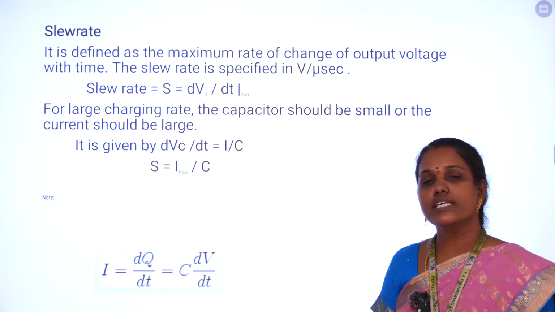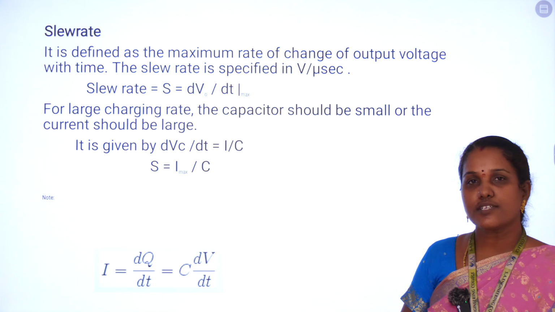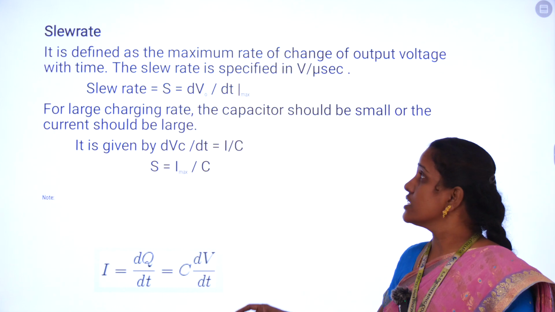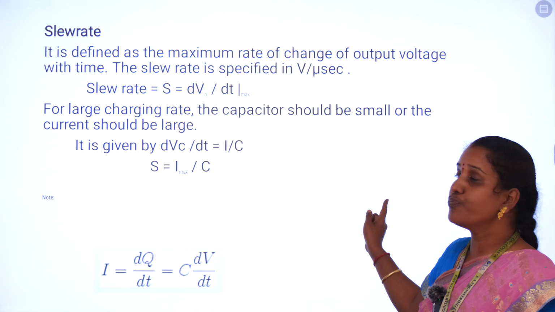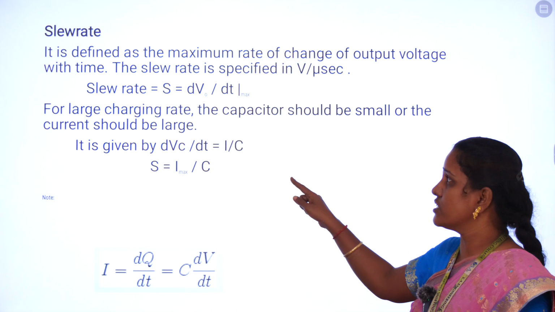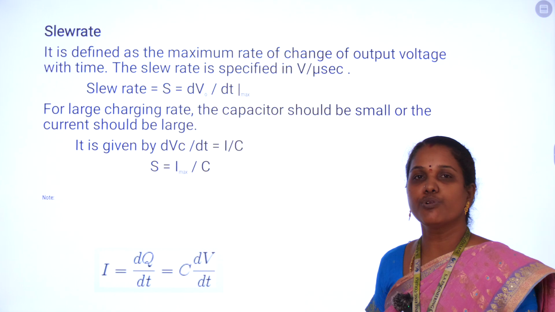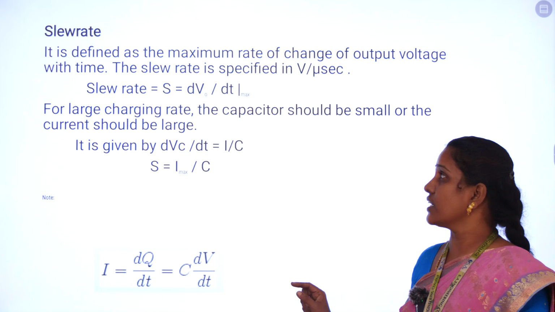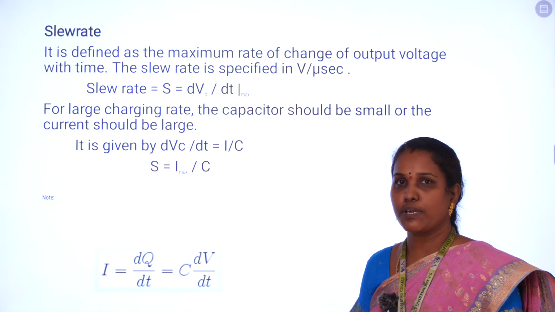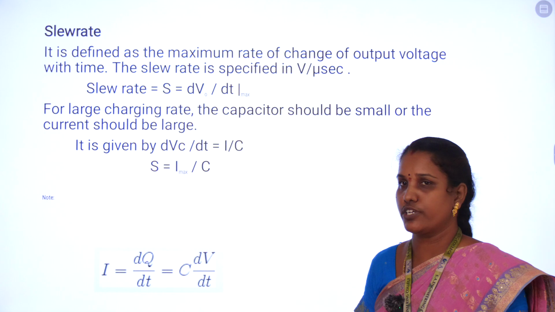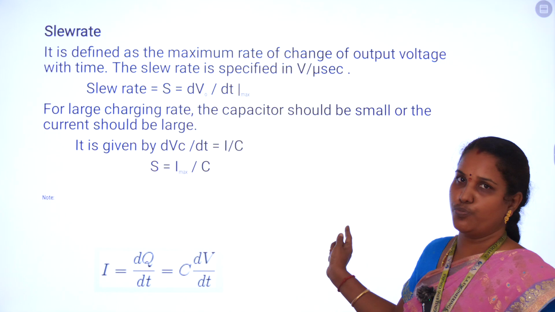Now, slew rate is an important parameter you want to analyze in the AC signal characteristics of the IC741. Slew rate is defined as the maximum rate of change of output voltage with respect to the time t. The slew rate is specified by the unit volt per microsecond. Slew rate is the rate of change of voltage with respect to the time t at maximum condition, for full small step changes in the output voltage.